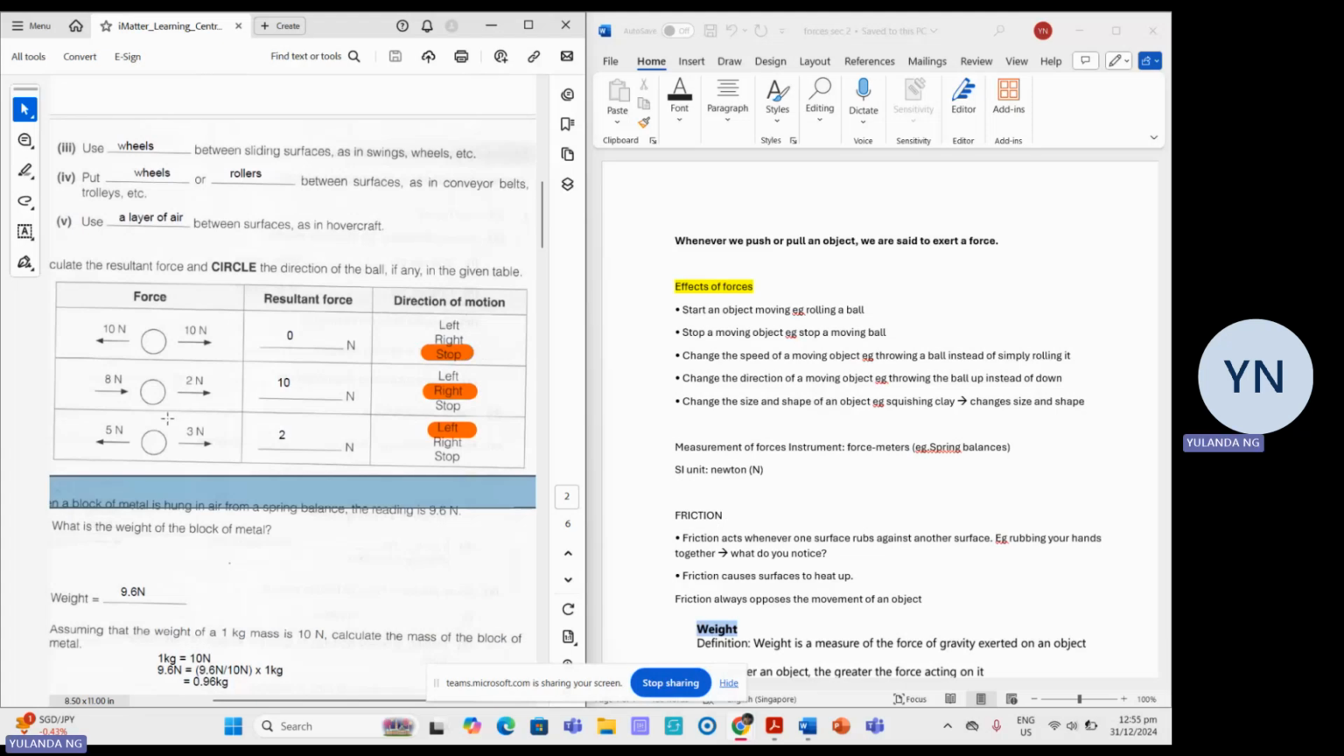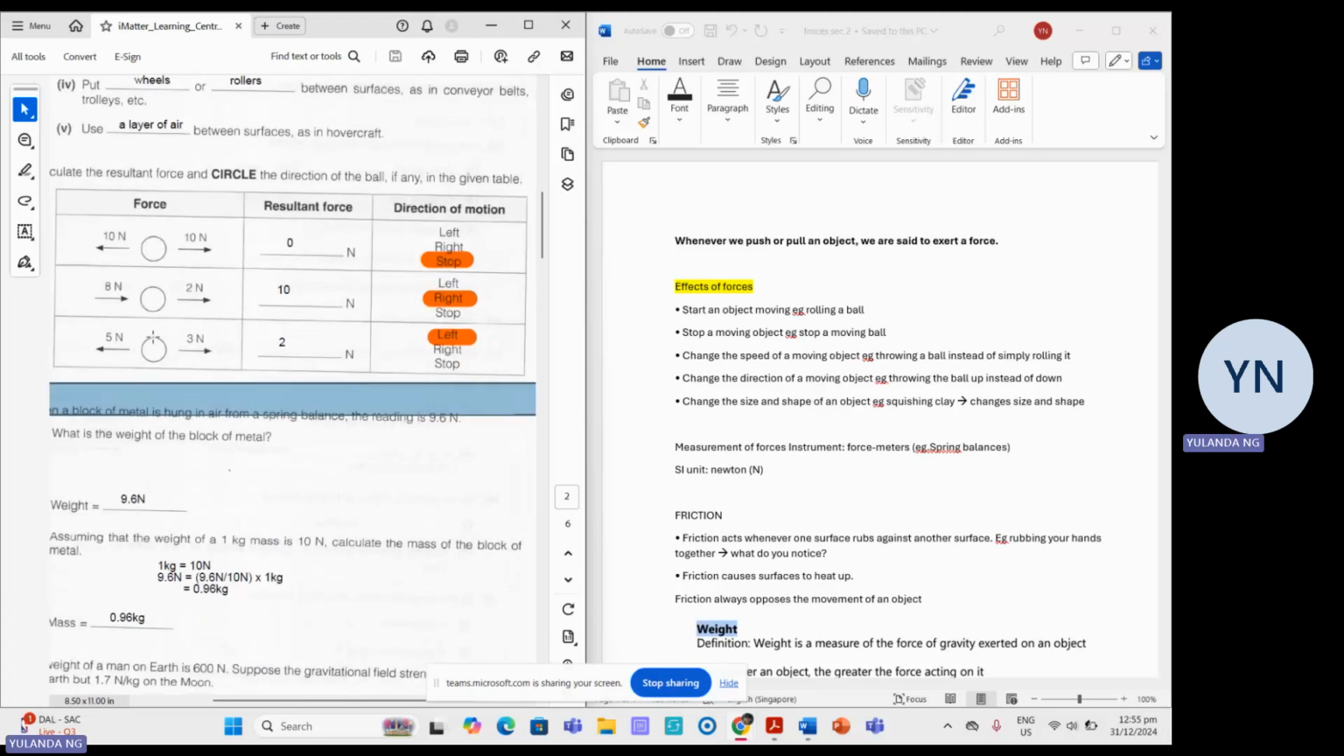Now, look at the second one. I'm applying 8 newtons to the right and 2 newtons to the right. Both are in the right direction. If you add up 8 plus 2, it will give you 10 and it will move to the right.